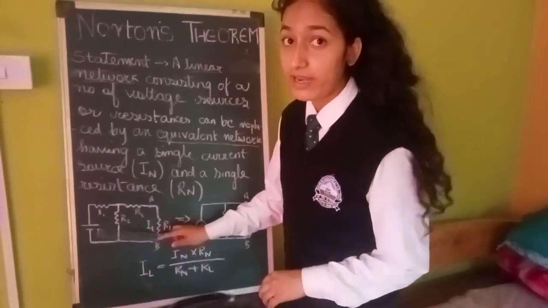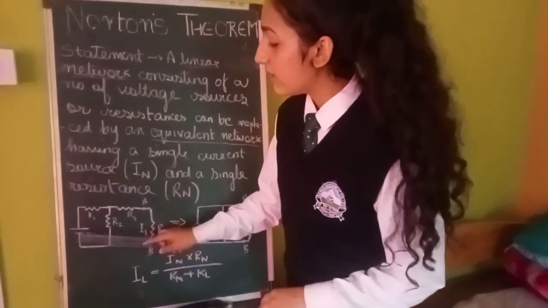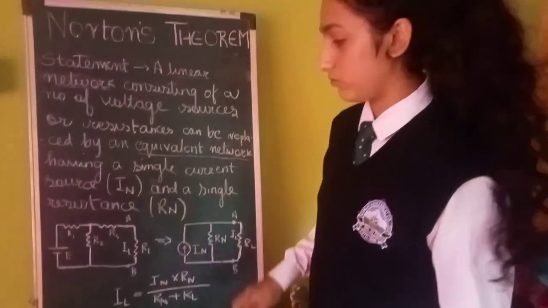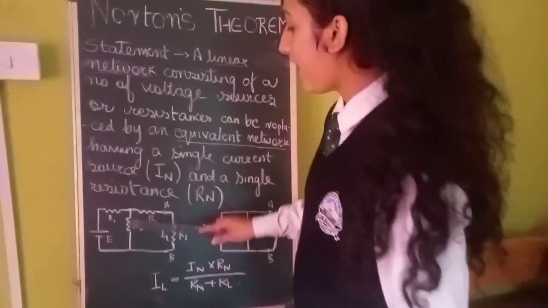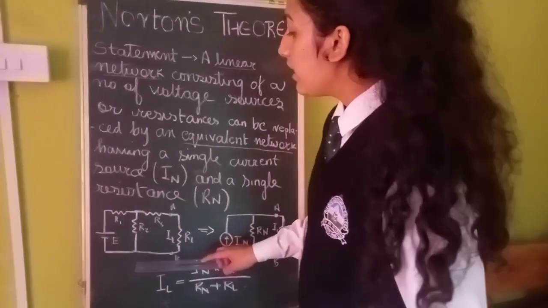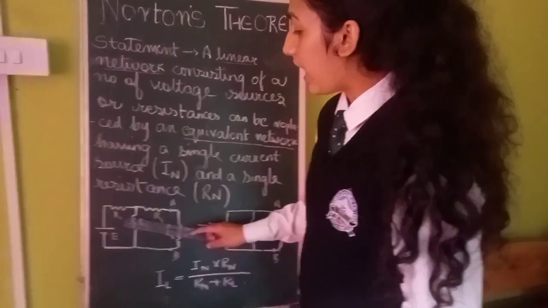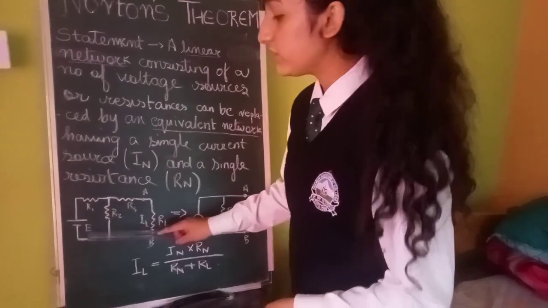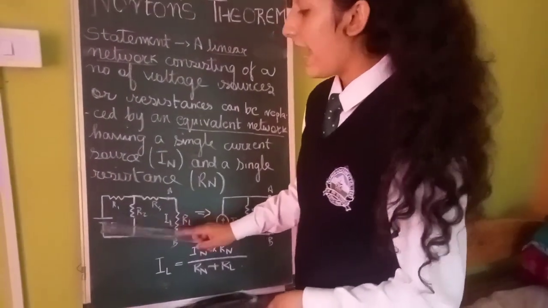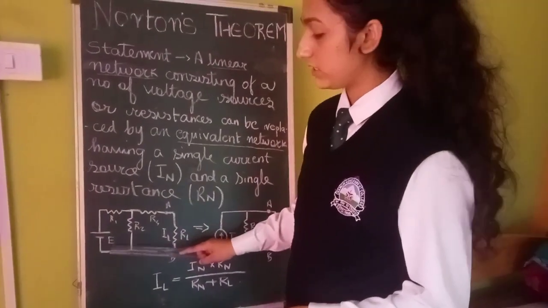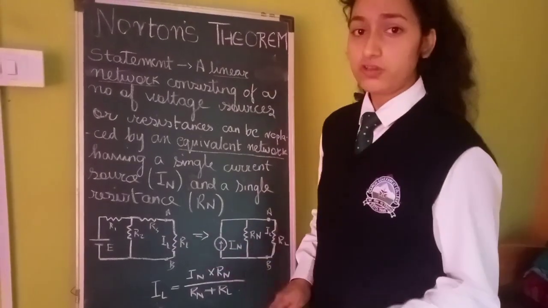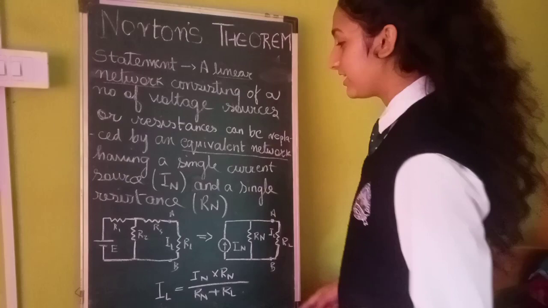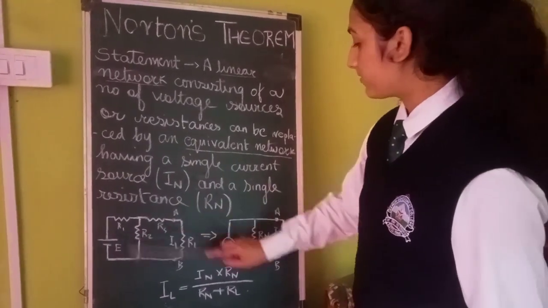Here we just have one voltage source, that is, it has an EMF E, but we can have many voltage sources. So here we have a linear network. The resistances here are R1, R2 and R3. And we just have one voltage source and the EMF of the voltage source is E. It's okay to have many voltage sources, but we just have one over here.